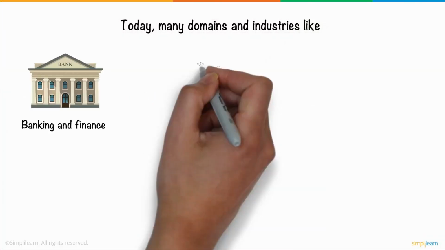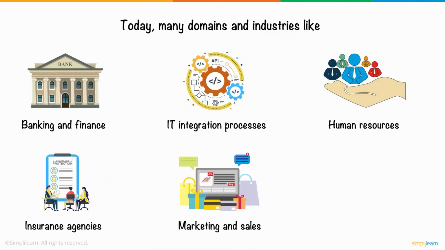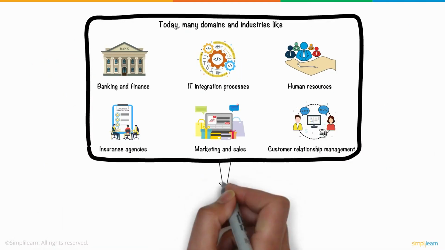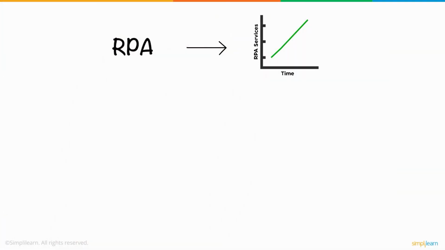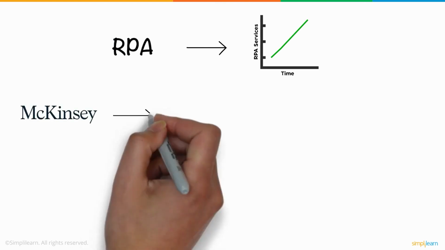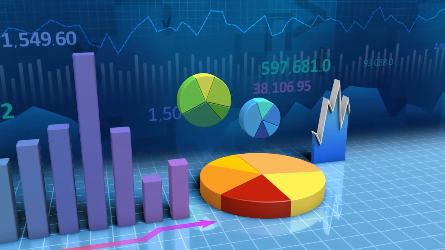Today, many domains and industries like banking and finance, IT integration processes, human resources, insurance agencies, marketing and sales, and customer relationship management readily deploy RPA. With all this in mind, RPA service adoption has already been showing growth since 2016 and will continue to increase beyond 2020. According to McKinsey's research, knowledge and work automation will have an economic impact of 5 to 7 trillion US dollars by the year 2025. It will affect more than 230 million knowledge workers, which constitutes 9% of the global workforce.